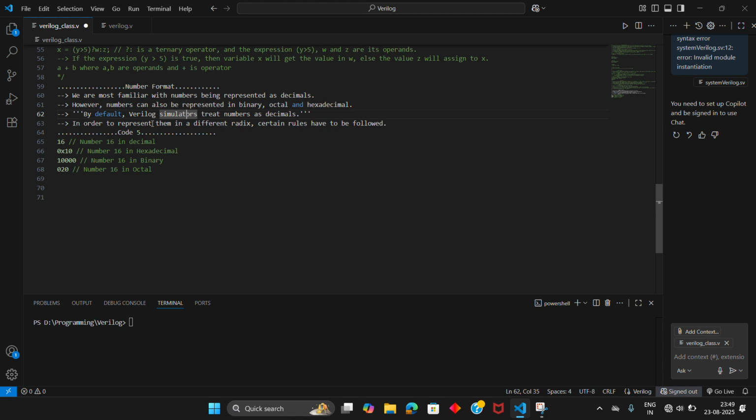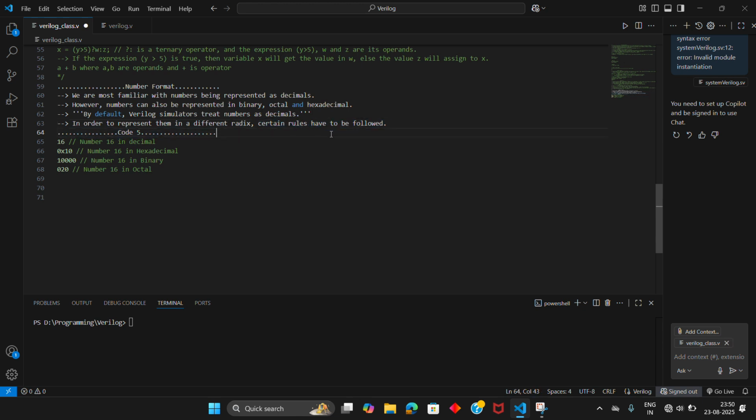In order to represent them in different radix, in the sense of base, that may be base 10, base 2, base 8, and base 16, or base 3, 4, 5, any, certain rules have to be followed.